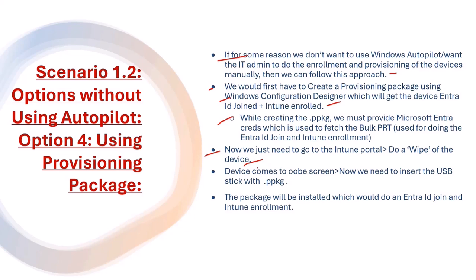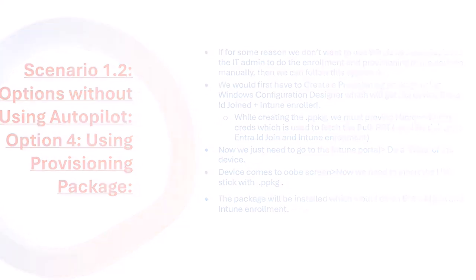After we do a wipe, the device is again going to come to the OOBE screen. At that point, you have two options: either going with Autopilot, but since we are not going with Autopilot, the second option over here is using the PPKG. The package will be installed and we would do an Entra ID join of the device and Intune enrollment.